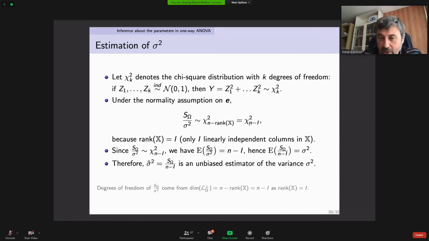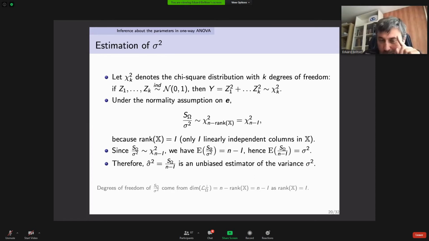Since it's a chi-square distributed random variable, we can take its expectation. That's the same as taking the expectation of a sum of Z's squared, where k is equal to n minus I. The expected value of a standard normal random variable squared is equal to its variance, right? So it's 1. So the expectation has to be equal to the number of degrees of freedom. That's exactly written here: the expected value of this has to be equal to n minus I.